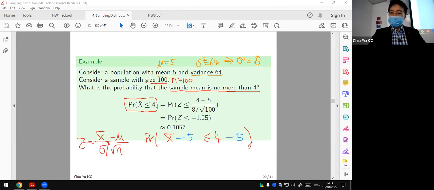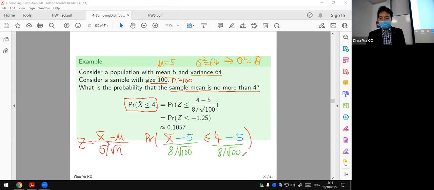The second thing is I divide by sigma over root n, which is 8 over root 100. This is a positive number, and dividing both sides of an inequality by a positive number preserves the inequality. So that ends up here, because this is negative 1 over 8 over 10, which is 5 over 4. So it's 1.25.